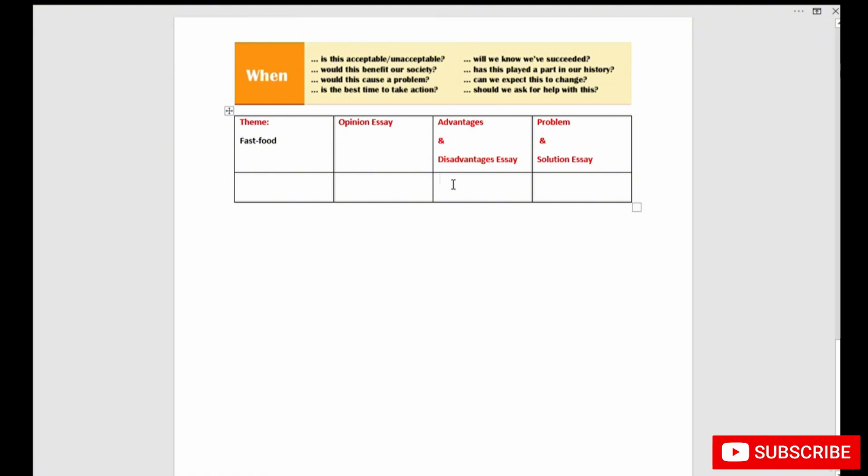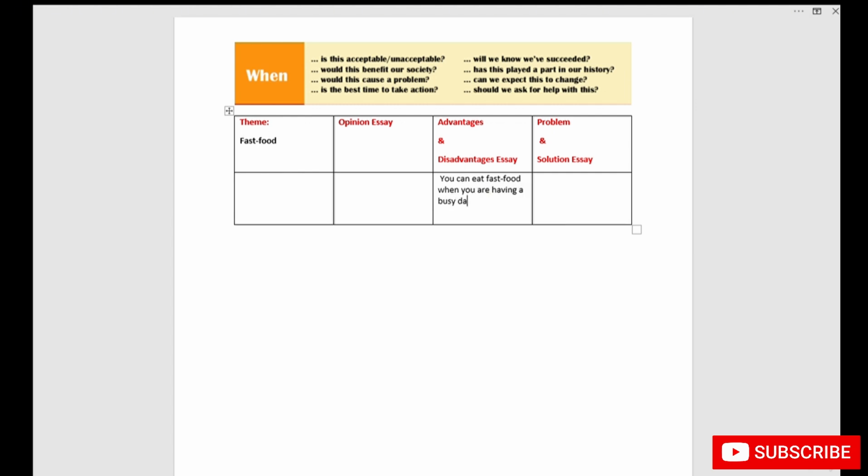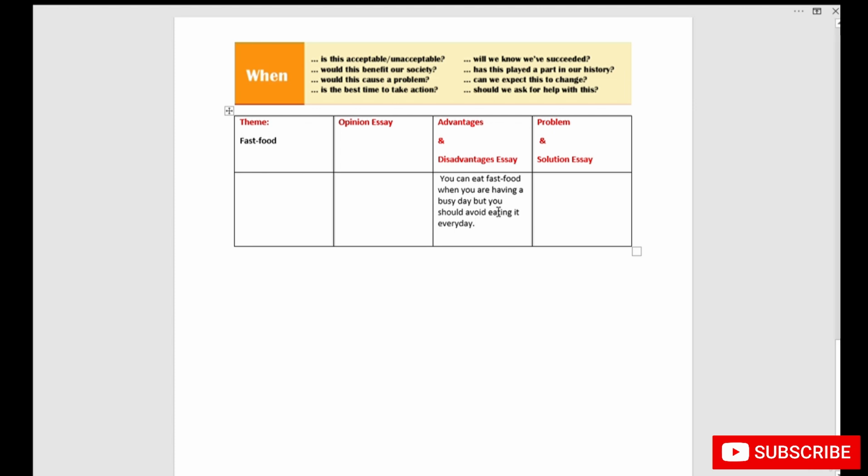So I can say, for example, you can eat fast food when you are having a busy day, but you should avoid eating it every day. What I'm trying to tell here is that it is acceptable when you are having a busy day. There is no harm eating it occasionally, but it would be unacceptable to eat it every day.